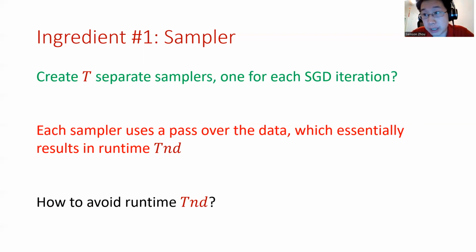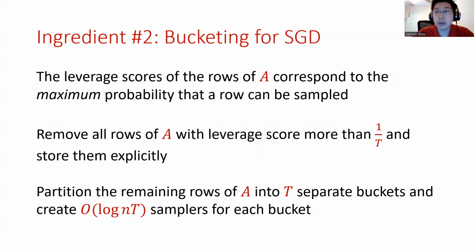We want to avoid runtime T and D because that's the time it would take to do gradient descent. Okay, so we can't build T separate samplers and use each sampler for a separate SGD iteration. That takes too long. So the question is, how do we avoid runtime T and D, given that we have this first ingredient that just outputs an approximately correct gradient with approximately the right distribution? Well, our second ingredient is a data structure that handles what we call bucketing for SGD.